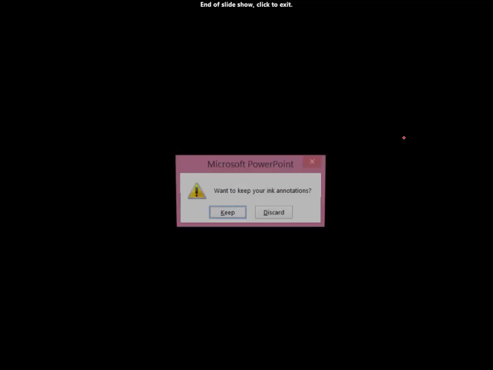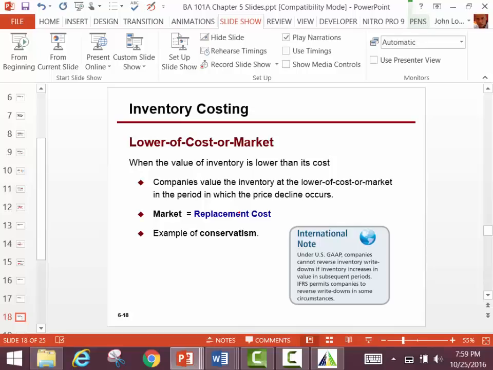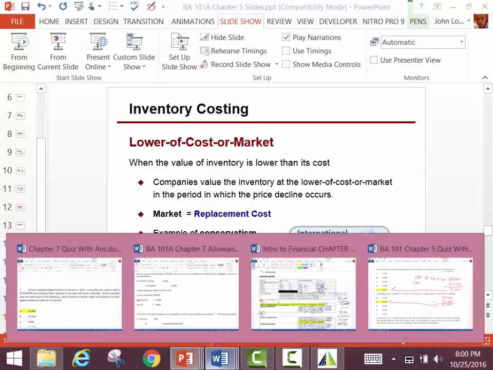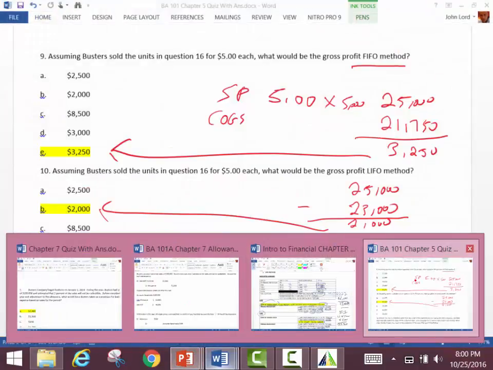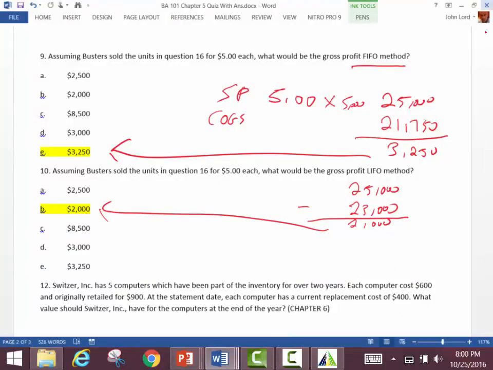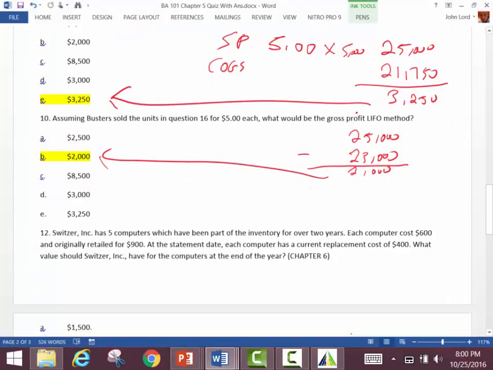Okay, with that, what I want to do is go back and take a look at a couple of those Chapter 5 quiz questions that we hadn't finished from before.